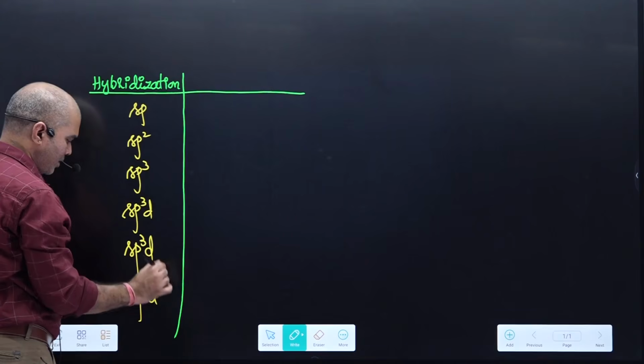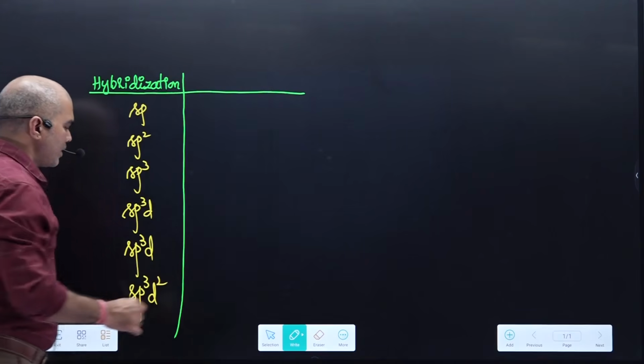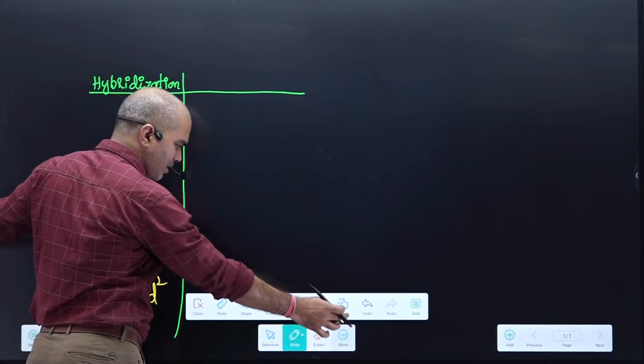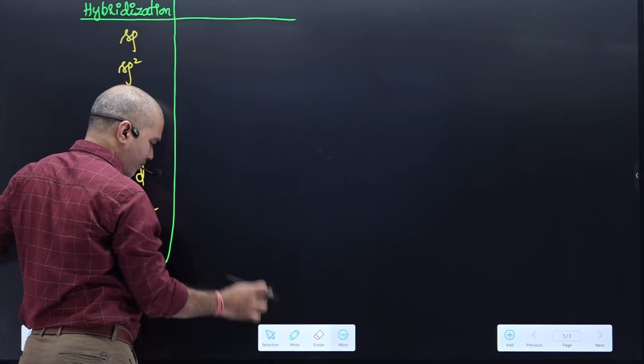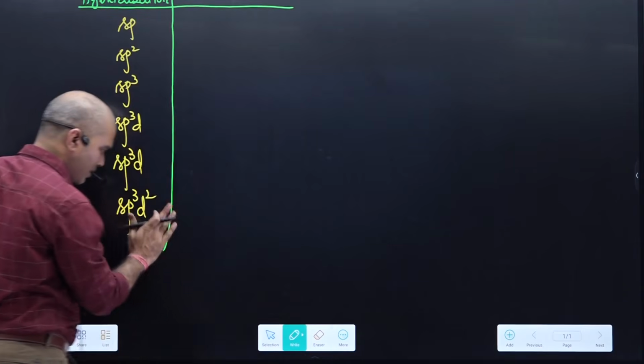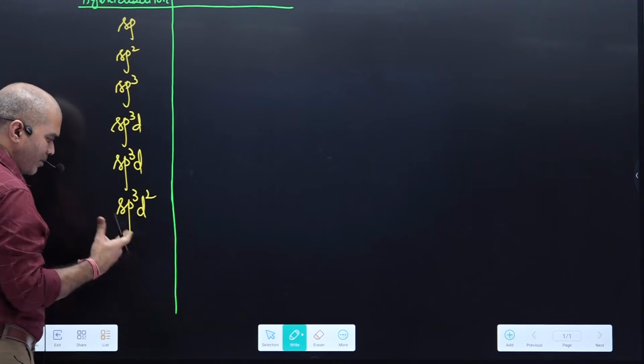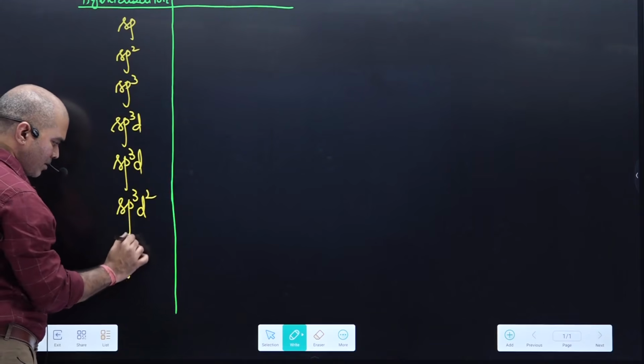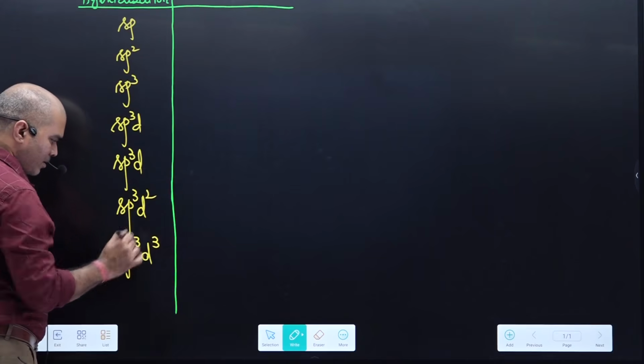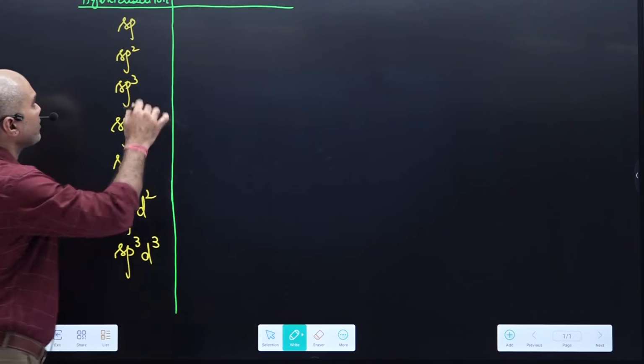Next one, you note hybridization and their geometry. Hybridization and their geometry. I am just giving you a few hybridizations and their geometries.